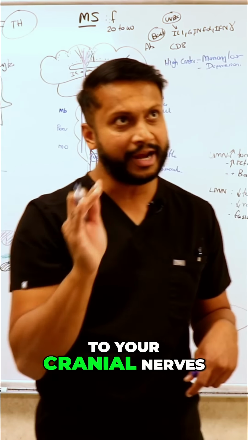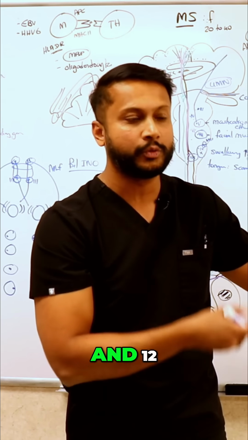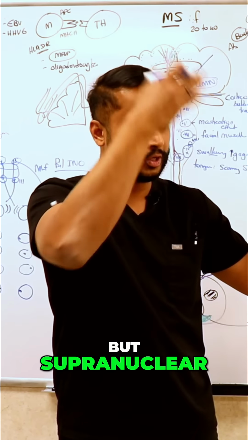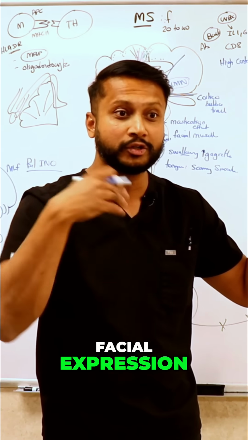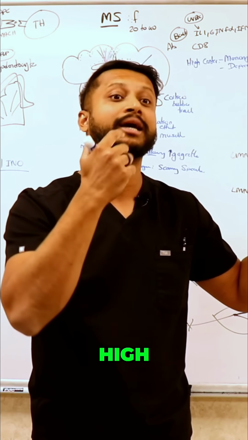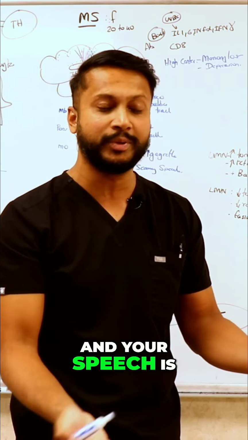So when it comes to your cranial nerves, I want to remember 5, 7, 9, 10 and 12. But supranuclear: your muscles of mastication gone, facial expression gone, jaw reflex high, gag reflex high, and your talking is going to get messed up and your speech is going to get affected.